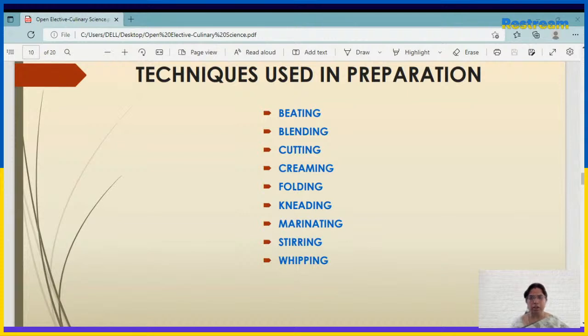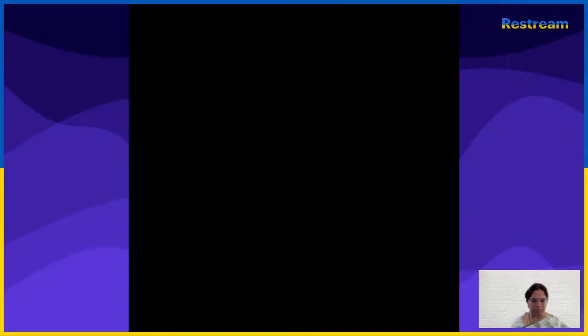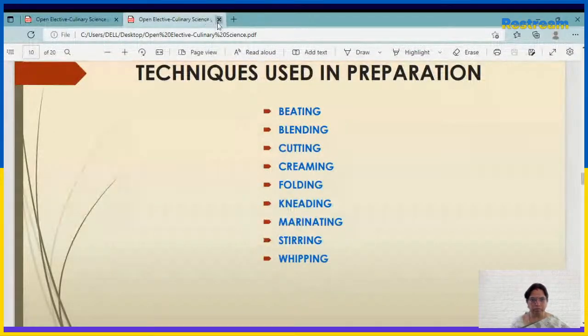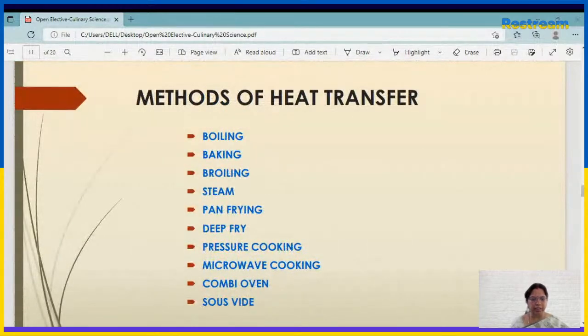So this is about preparation. First was pre-preparation, then preparation. Now you have techniques used in preparation. Then you have methods of heat transfer. How do you transfer the heat?